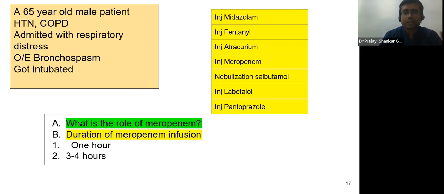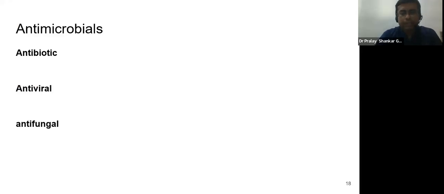This is a very common drug, right? And presently, all of you know that we give meropenem over 3 to 4 hours. And there are certain reasons behind that, which I will discuss. Coming to antimicrobials, there are three groups of antimicrobials specially used in hospital or ICU: antibiotics, antiviral, and antifungal.